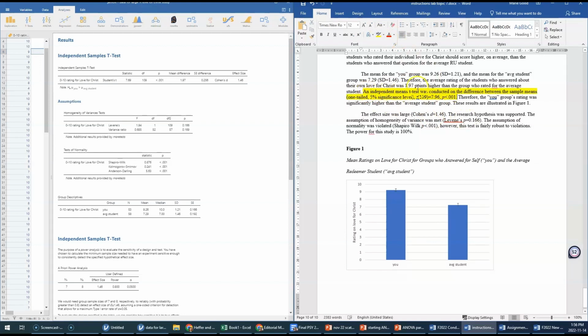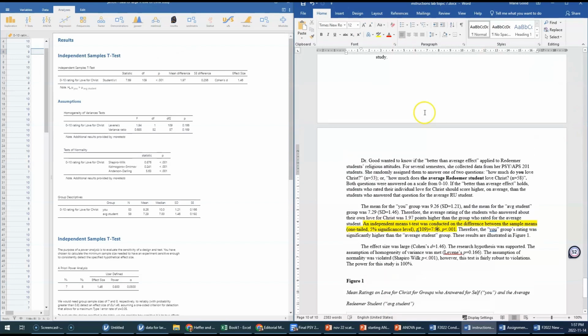So we're saying an independent means t-test was conducted on the difference between the sample means. It was one-tailed with a 5% significance level. And here's where we report we have t. In brackets is our degrees of freedom, right? That's degrees of freedom. And we have equals 7.96. So this is where we report our t statistic. The t statistic is here, put that in there. And finally, our p-value, which we have here.